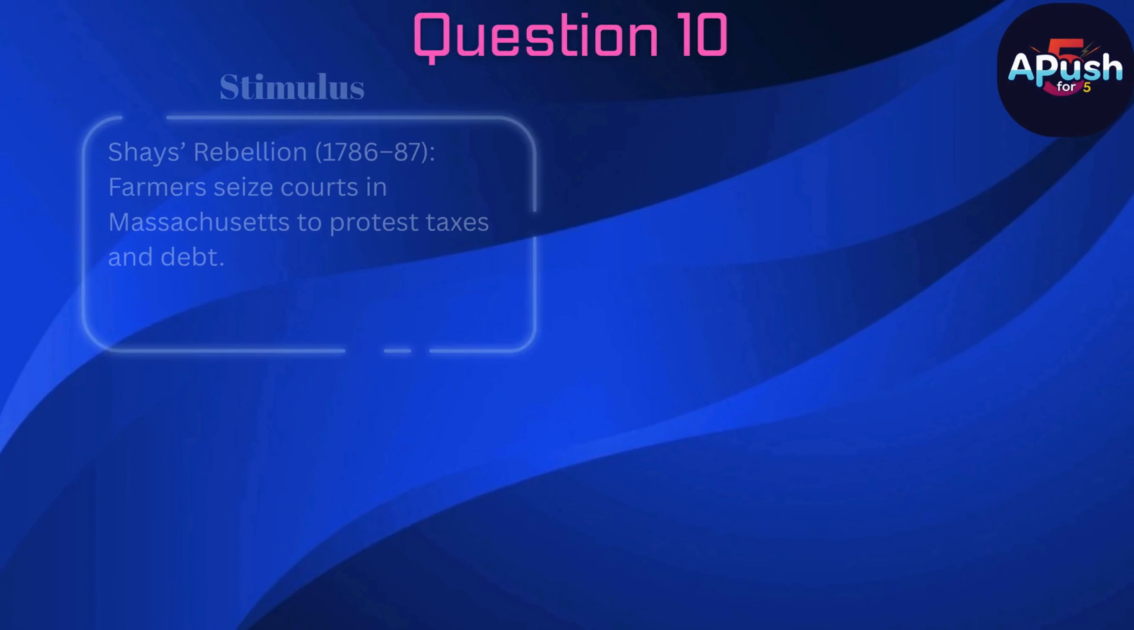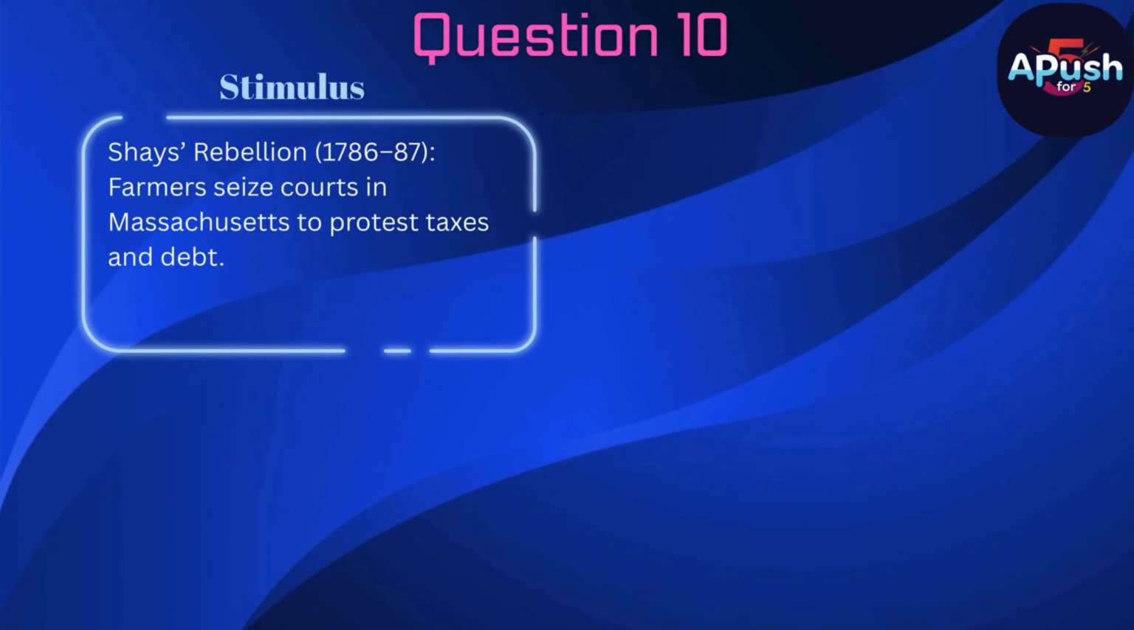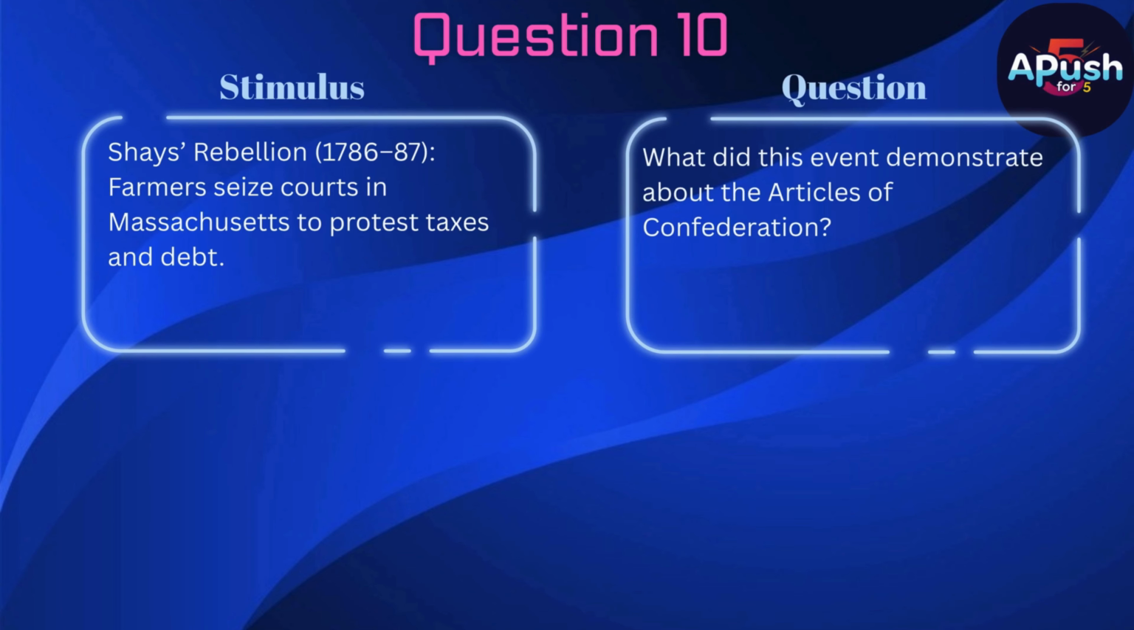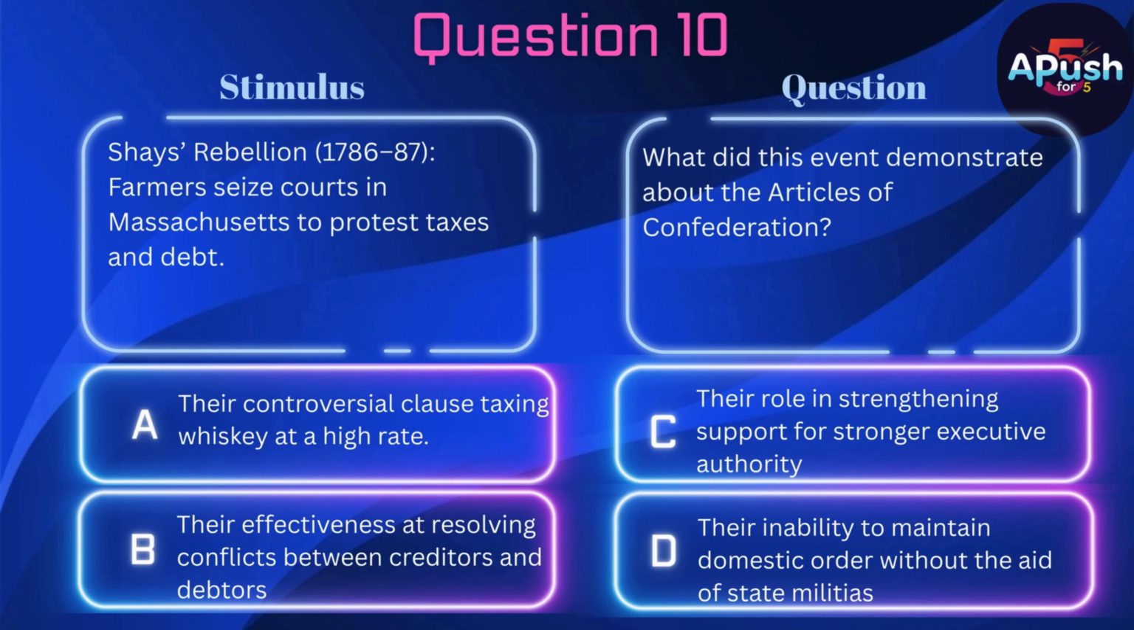Question 10. Stimulus. Shays' Rebellion, 1786 to 87. Farmers seized courts in Massachusetts to protest taxes and debt. Question: what did this event demonstrate about the Articles of Confederation? A. Their controversial clause taxing whiskey at a high rate. B. Their effectiveness at resolving conflicts between creditors and debtors. C. Their role in strengthening support for stronger executive authority. D. Their inability to maintain domestic order without the aid of state militias.